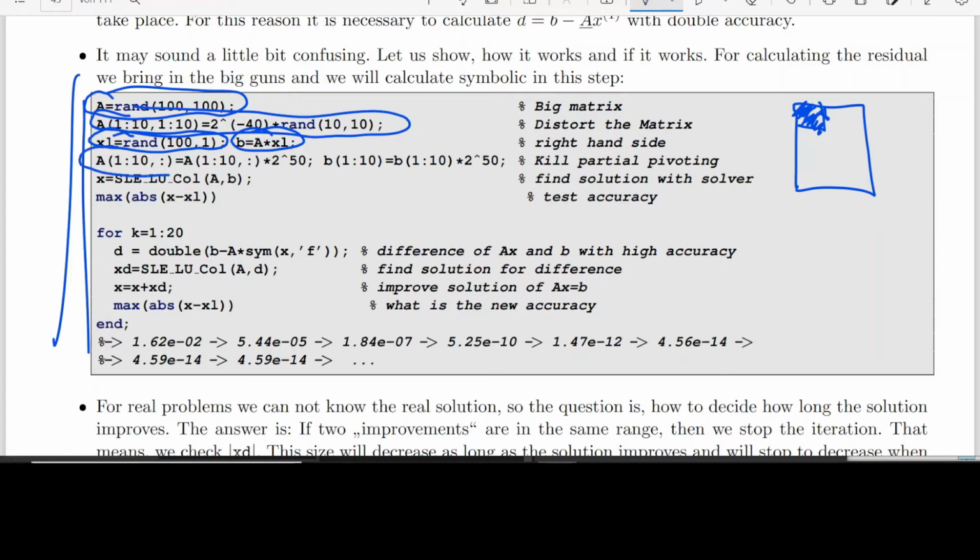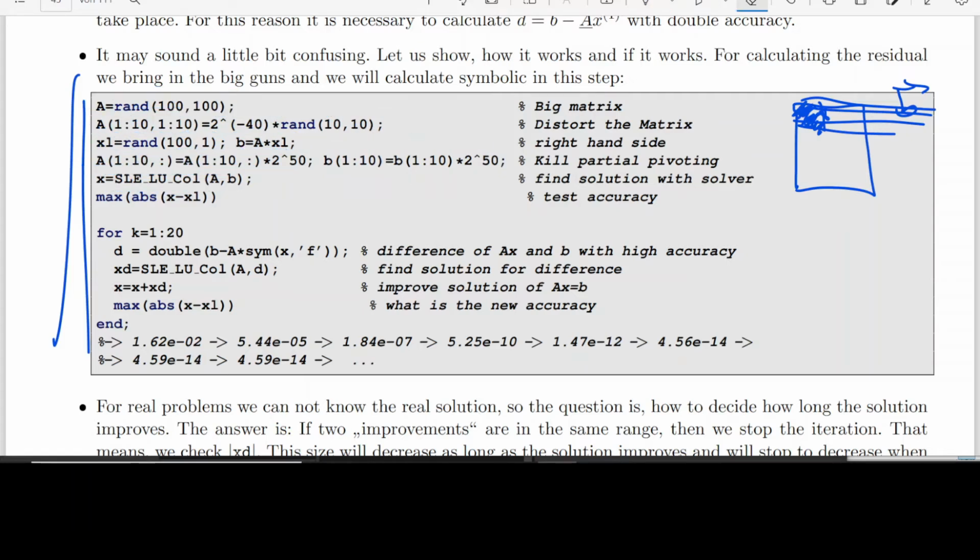Then we multiply the first 10 lines, together with the right hand side b, by a large factor, and then call a solver, LU decomposition with column pivoting. And we know that the matrix we constructed here causes a lot of problems for that algorithm. Here we can see how bad the solutions are, and then we iterate, in this case a fixed 20 iterations.